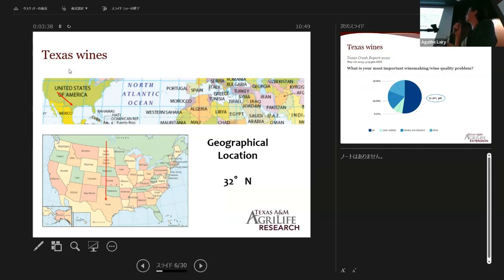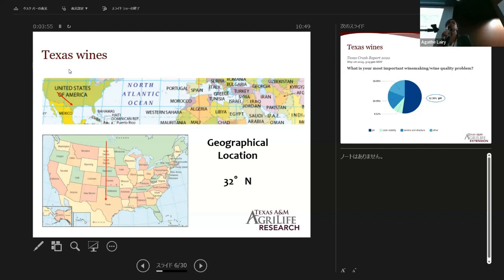If we go a little bit further north, I don't know where the pointer disappeared, but if we go further north here, we're kind of on the same parallel with southern Spain and Greece. So, thank you.